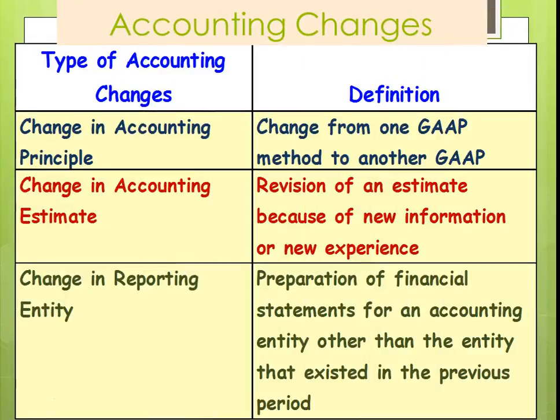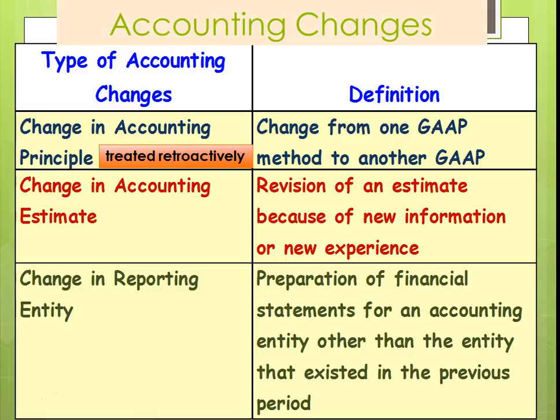The last thing we're going to cover is what happens if things change. First, what happens if we decide to go from FIFO to LIFO, which is one acceptable method to another acceptable method? What we would do is have to treat that retroactively. We would have to do an adjustment to beginning retained earnings, and then we would have to go back and adjust prior years. 2 years on the balance sheet, 3 years on the income statement, so that people can make good comparisons.